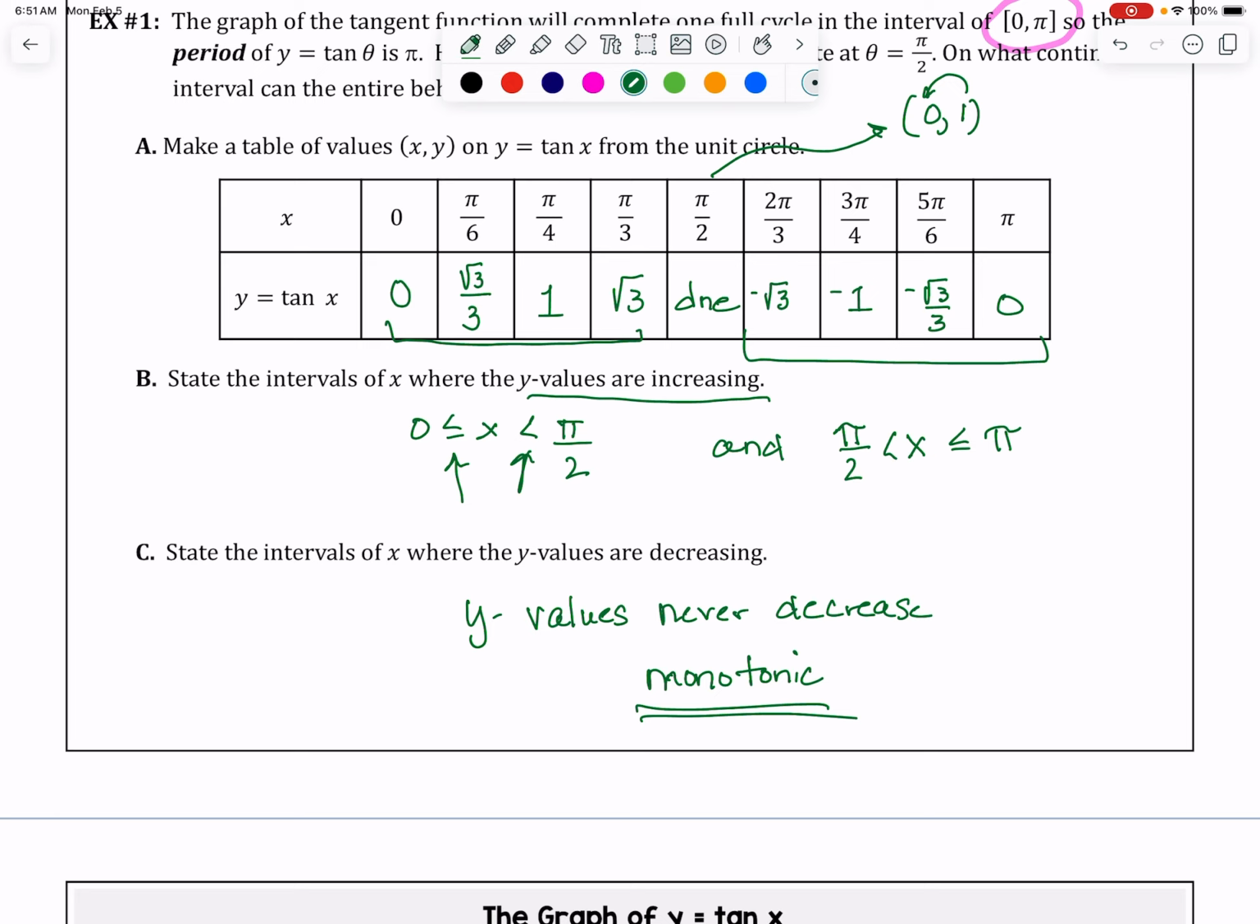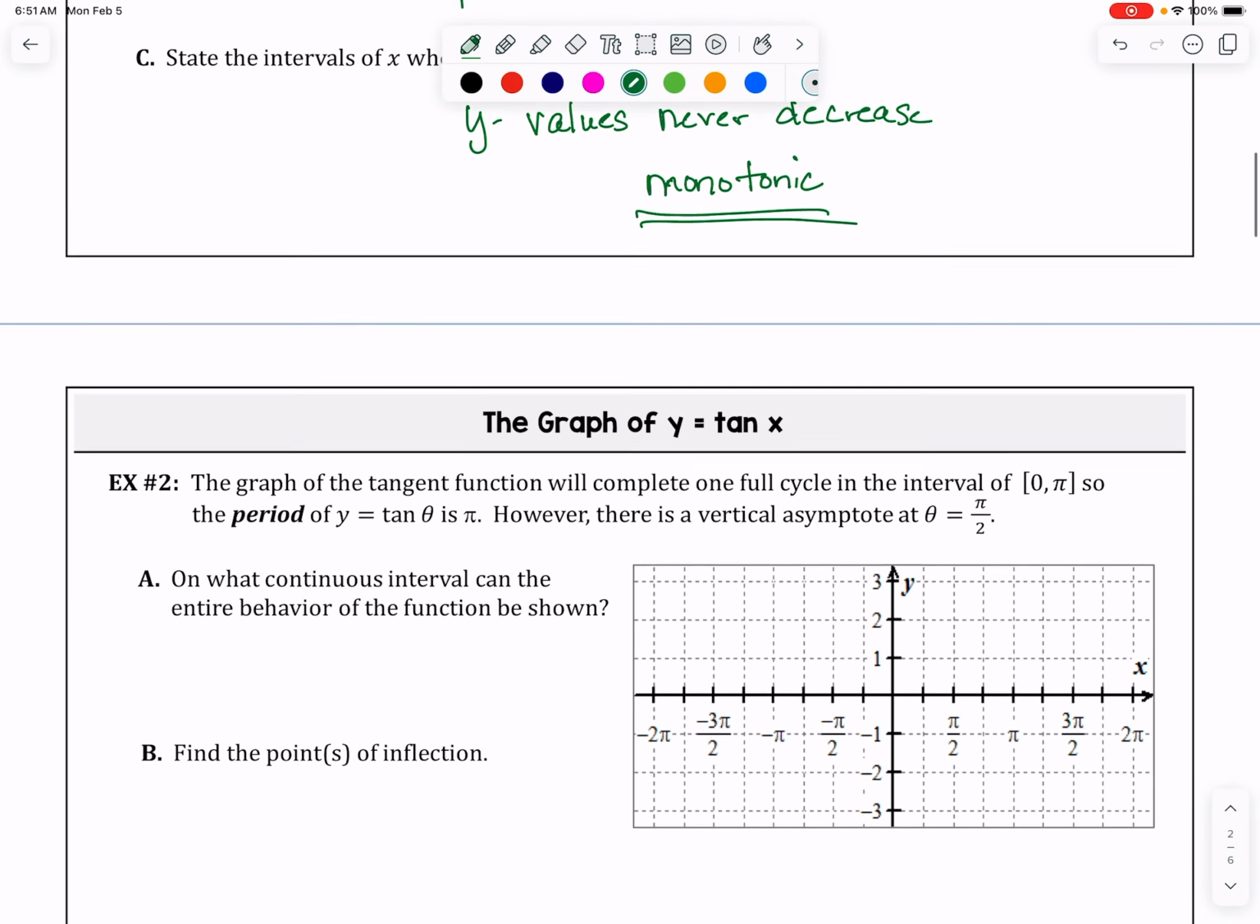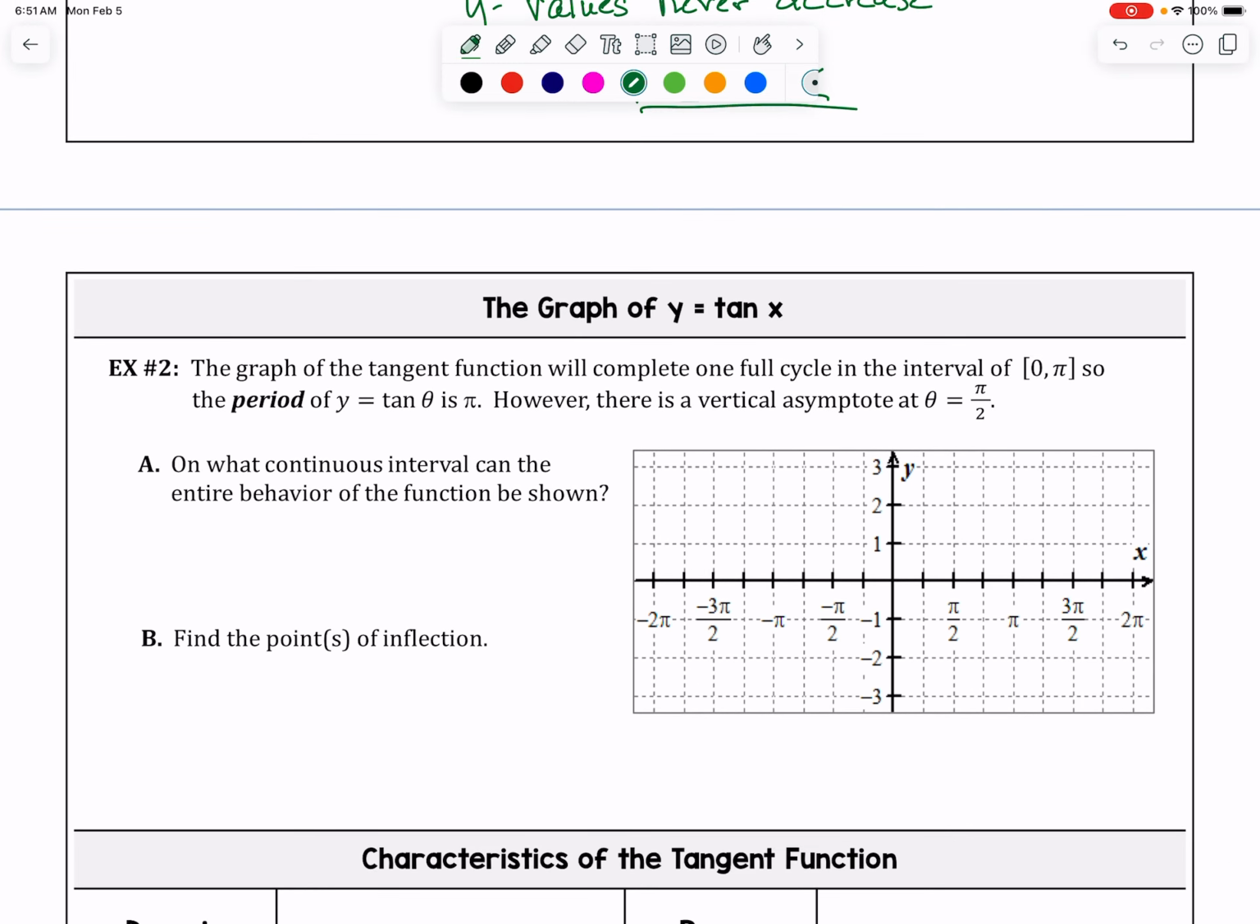Let's see what's on the next page. We're going to graph the tangent function, which will complete one full cycle in the interval of 0 to pi. We're going to put in our vertical asymptotes at pi over 2. Let's do that in red. So we have a vertical asymptote there, one there, and one here, and there. So there are our asymptotes.